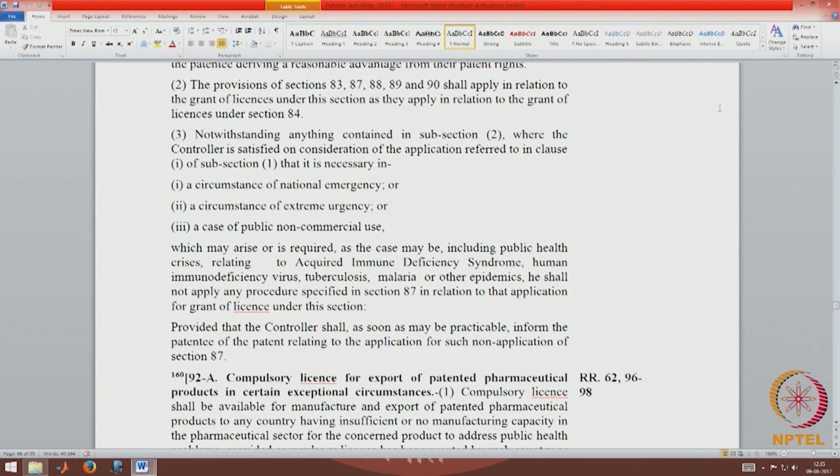So, this is a special category of license, and we saw that in certain circumstances even the procedure laid out in 87, 88, 89, 90 need not be followed. More specifically, the procedure in 87, because 88, 89, 90 are more on terms and the powers of the controller. 87 requires hearing the patentee, giving a patentee an opportunity to file an opposition. So, there is no need to follow that in the case of a license under 92. So, 92 is the third type of license.